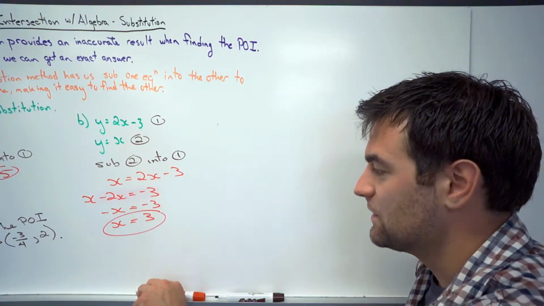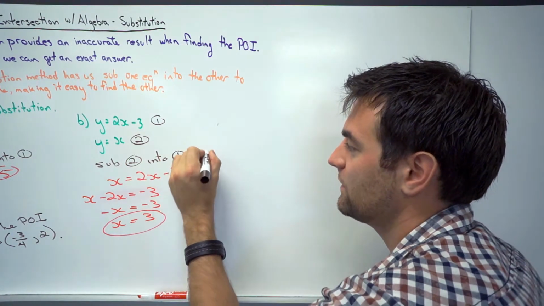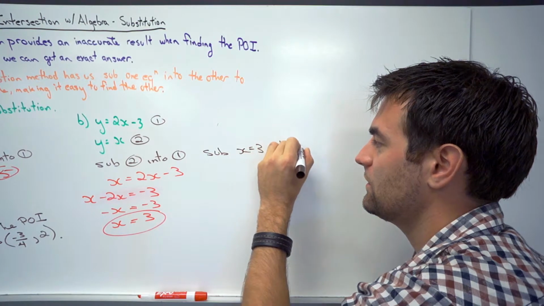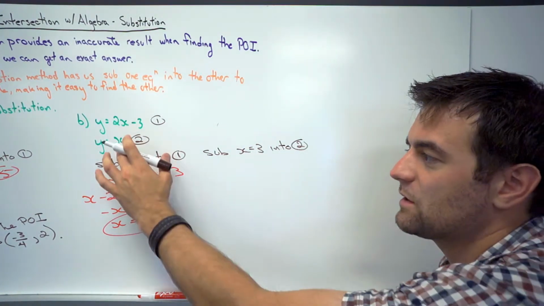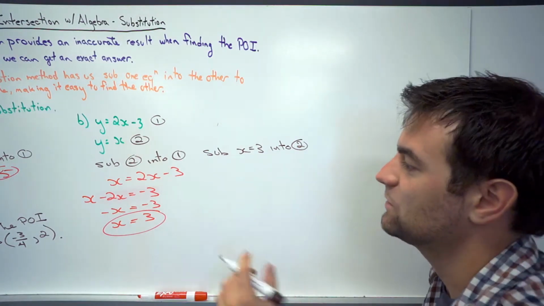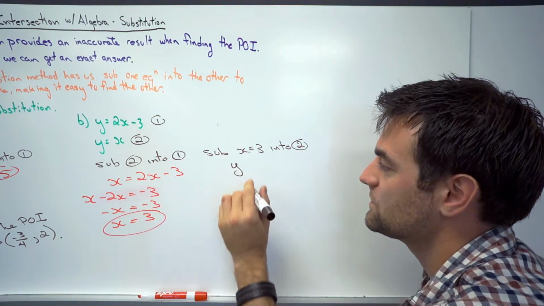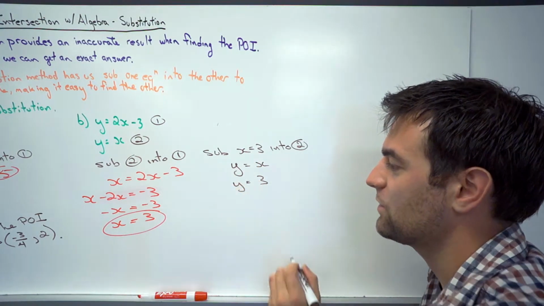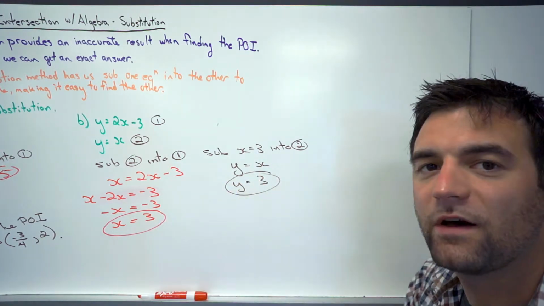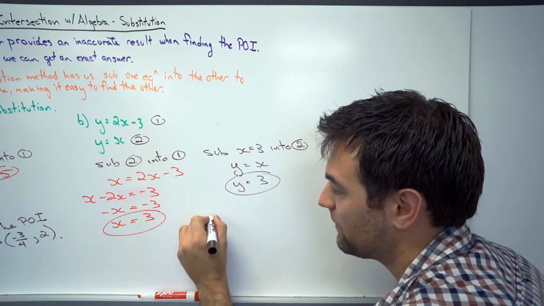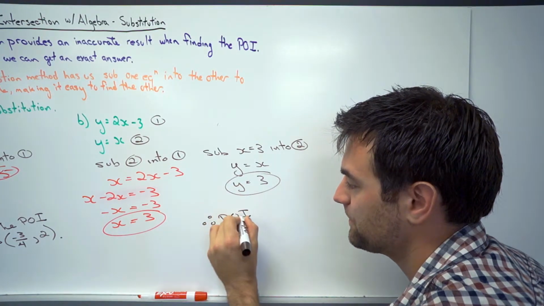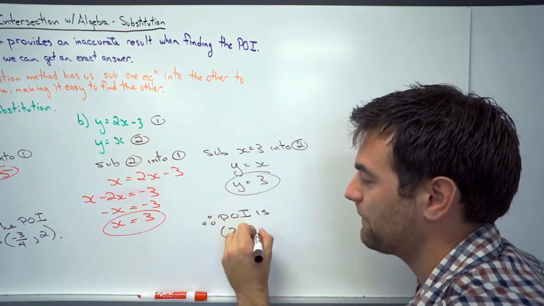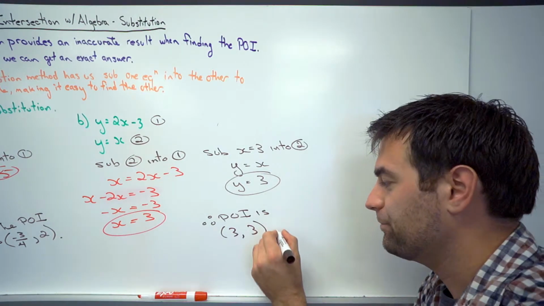I know y equals x. So what I need to do is take this value and sub x equals 3 into equation 2. So I'm going to sub it into this equation and find out what y is actually equal to. So y equals, now x is 3, so if y equals x, that means y equals 3. Now I know my x value and my y value. I know both values. I got my result. Therefore, the point of intersection is x, y.